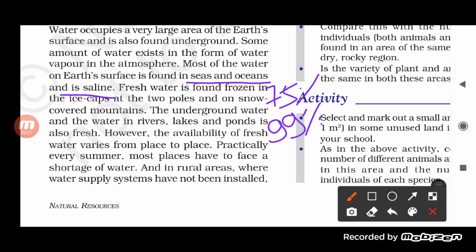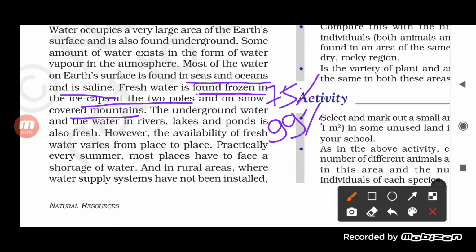So although most of the earth's surface is covered with water, most of that water is found in the sea and ocean. That is why it is not fit for drinking. Fresh water is found, students, frozen in ice caps at the two poles and on snow covered mountains. The rest, about 0.1% of the fresh water, is found frozen, in the frozen form in ice caps or on the snow covered mountains.